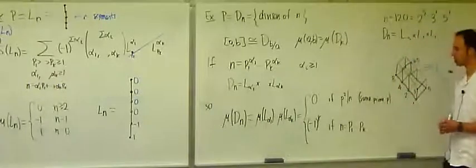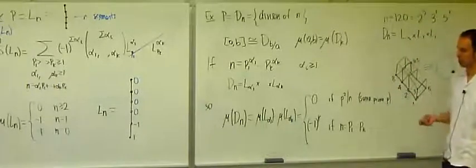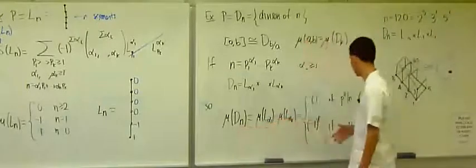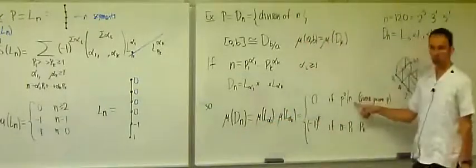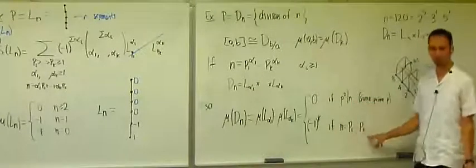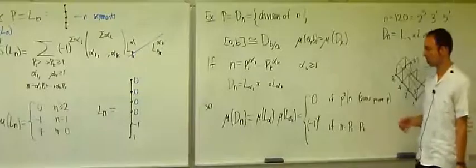Okay? So the Mobius number of the positive divisors of dn is 0 if n is divisible by some square of a prime. And if it's not, then it has to be a product of primes. And the number is just minus 1 to the number of primes.